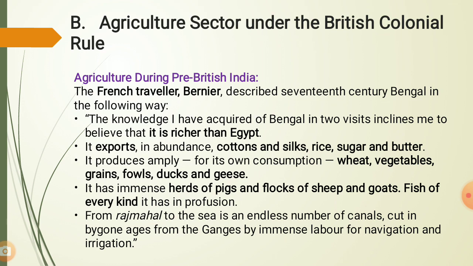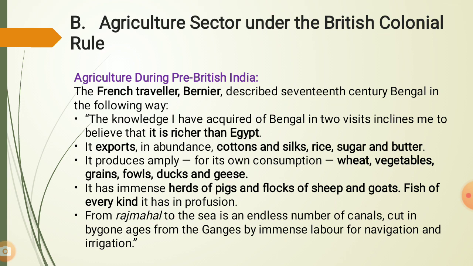and it was known for its export of different goods. India was exporting cotton, silk, rice, sugar and butter goods to different countries, and it also produced wheat, vegetables, grains, fowls, ducks and geese. It has immense herds of pigs and flocks of sheep and goats, and fish of every kind in profusion. So the French traveler Bernier described India as a golden bird.